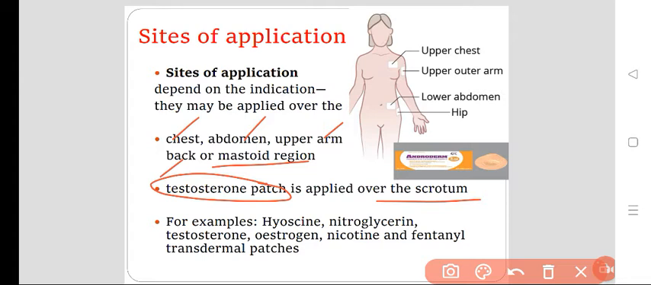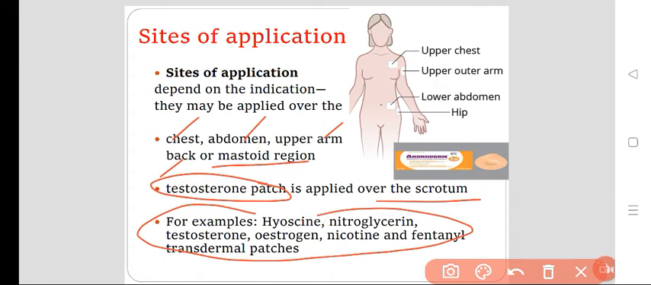So these are examples of the various patches that we have already seen: nitroglycerin patch, testosterone, estrogen patch. Estrogen or testosterone patches are given as hormone replacement therapy, meaning to replace a particular hormone with the help of this transdermal patch. Then nicotine patch, fentanyl, diclofenac, various transdermal patches are available, and we apply them on various sites.